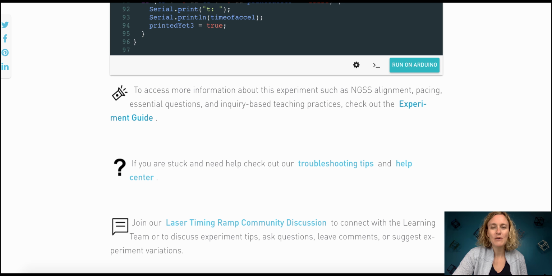In addition to the experiment guide, the bottom of each experiment also contains links to troubleshooting tips in a help center in case you get stuck or encounter a problem, and a link to our community discussion, where you can post pictures of your students completing the experiment, as well as tips or suggestions for future curriculum development.